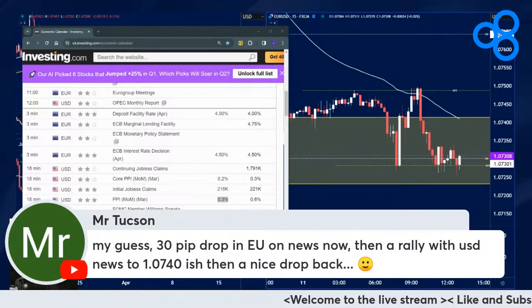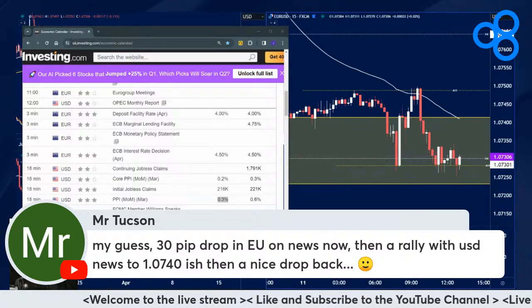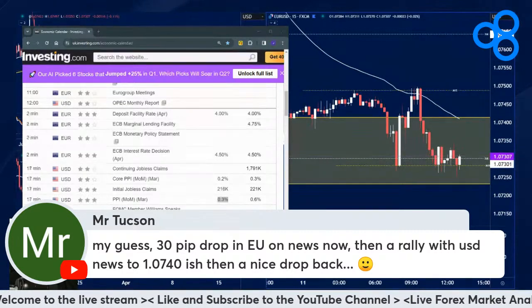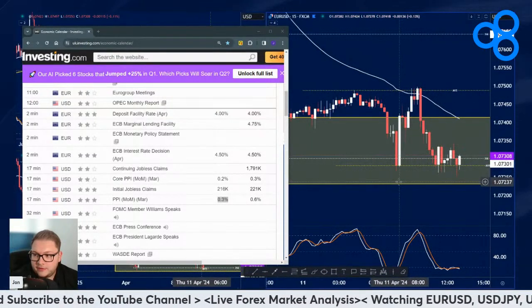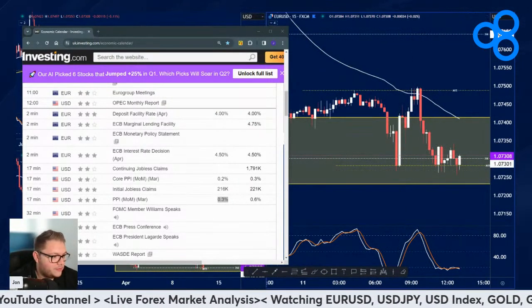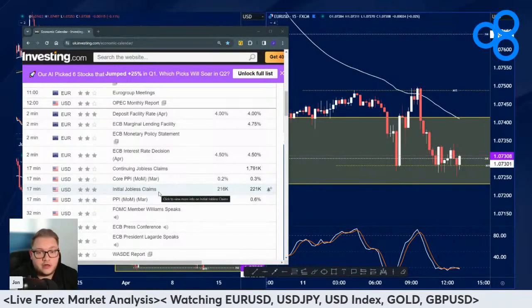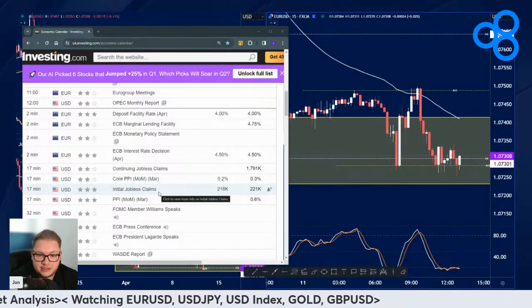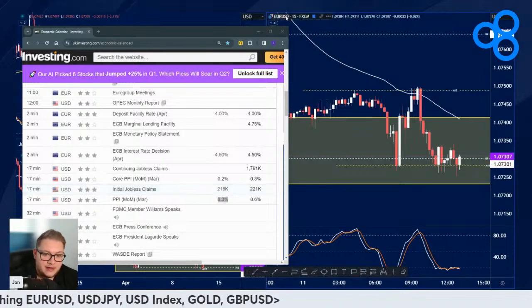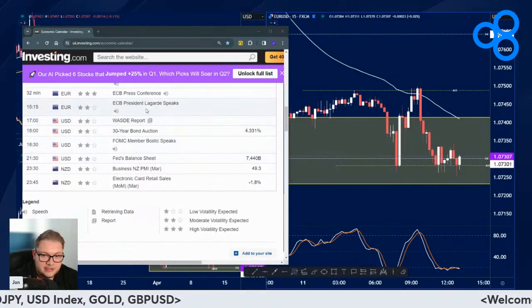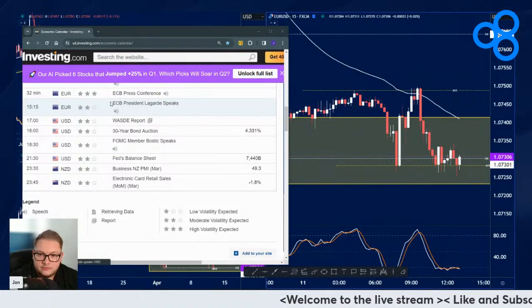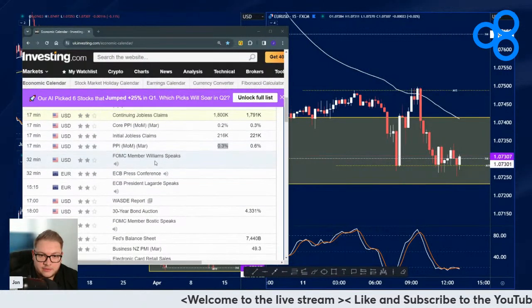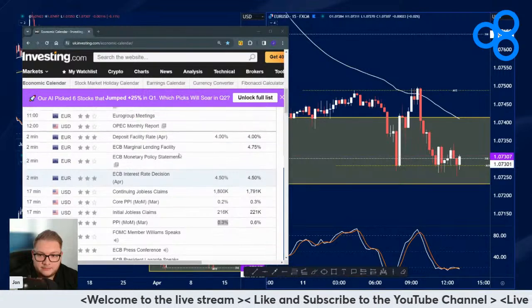Mr. Tucson, my guess, 30 pip drop in EU on news now, then a rally to 1.0740-ish, then a nice drop back. Yeah, so a little bit of range bound movement potentially. You could argue that these two events could potentially cancel each other out until 3:15, because then you've got ECB President Lagarde actually speaking at that point. And the press conference is 30 minutes after this event.